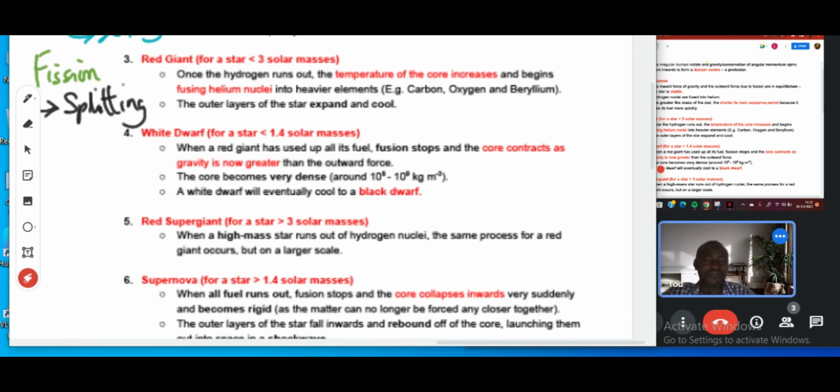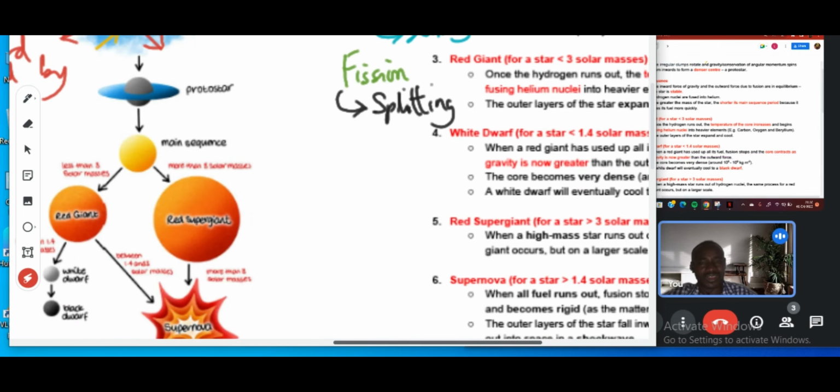White dwarf. If the star is much smaller than the one that forms a red giant, but still larger than the size of our own star, the sun, so if it is less than 1.4 solar masses, when we say solar mass, we're talking about the mass of our own star. What's our own star for our solar system? The sun, okay. So when a red giant has used up all its fuel, fusion stops and the core contracts as gravity is now greater than the outward force.